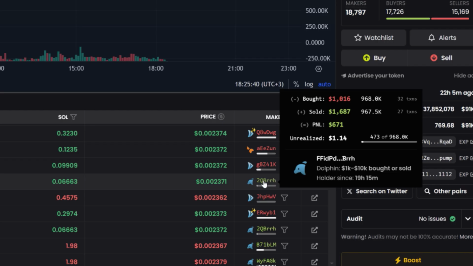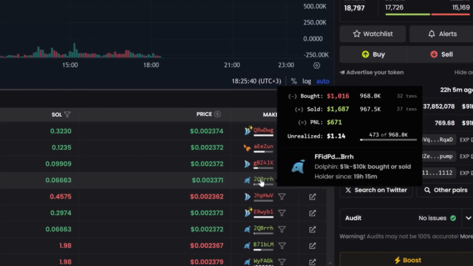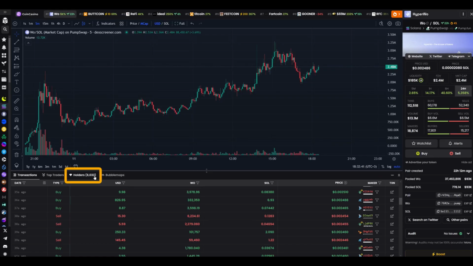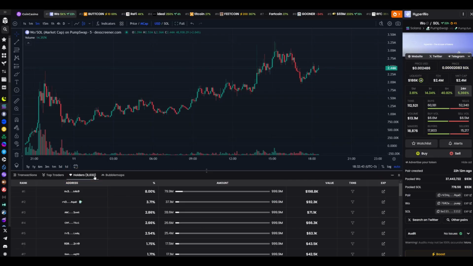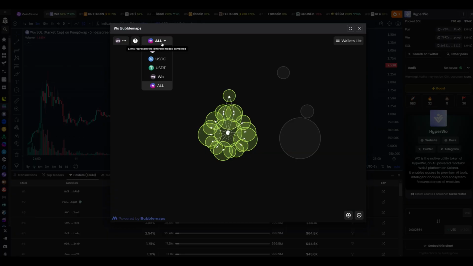If you click on the wallet, a window will appear on the right with its details: how much it bought, how much it sold, and the remaining balance. This gives an idea of who is trading the token and how. The next tab is Holders, which shows the number of people holding the token. If there are thousands, that's normal. But if one wallet owns almost the entire supply, it raises concerns. The third tab is a bubble map, illustrating the network of connections between wallets. I look at it to identify any suspicious activities.